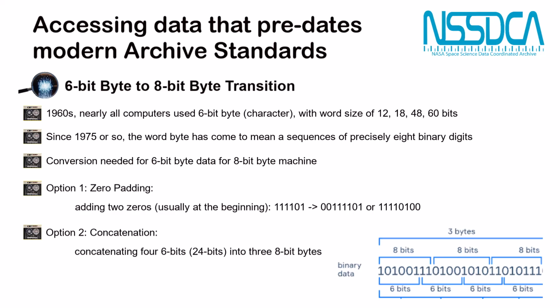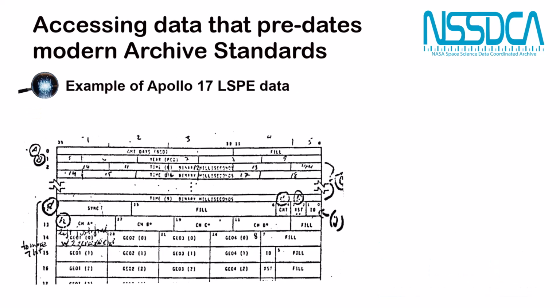The challenge, however, is that most datasets don't indicate which conversion method was used, so often the only way to determine it is by carefully examining the data. Here's an example from the Apollo 17 Lunar Surface Profiling Experiment, or LSPE. The excerpt shown here comes from a table that describes the data format. As you can see, the presentation is not very clear, which highlights the documentation challenges mentioned earlier.